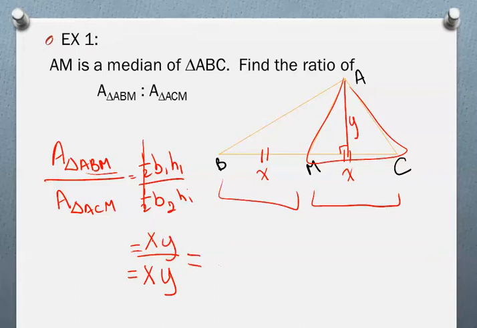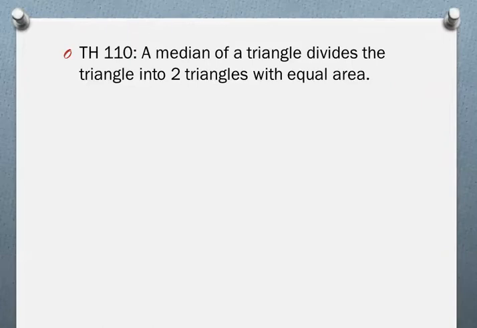From there, what you should realize is that the x's and the y's cancel out and you're left with a ratio of 1, meaning that the area of triangle ABM is equal to the area of triangle ACM. And that brings us to our second theorem. A median of a triangle divides the triangle into two triangles with equal area.